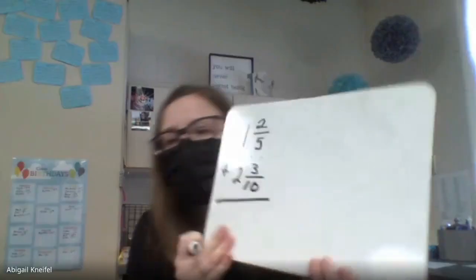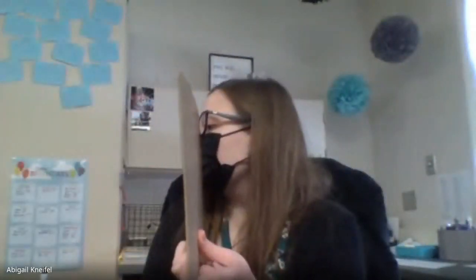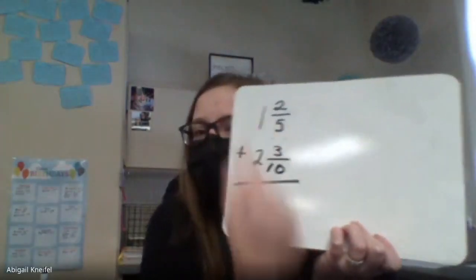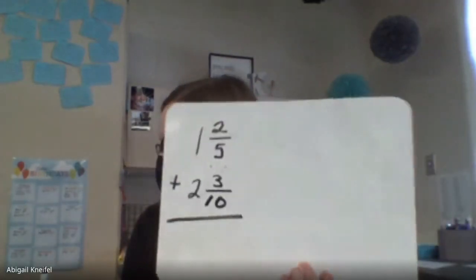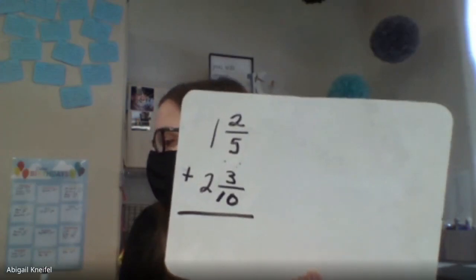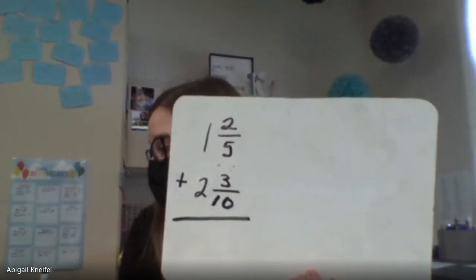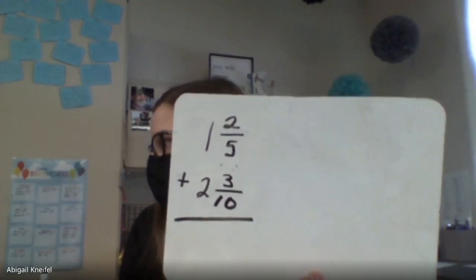Okay. We have 1 2/5 plus 2 3/10. Okay, vertically. That means like this. I want you to write it like that. It is not an option. You are going vertically. Find the common denominator. What is the common denominator between 5 and 10? So you don't even need to change 3/10. That one's fine. You'll leave it alone.